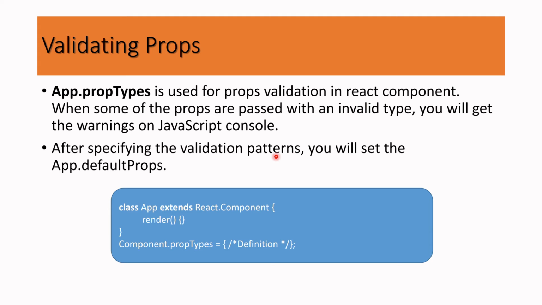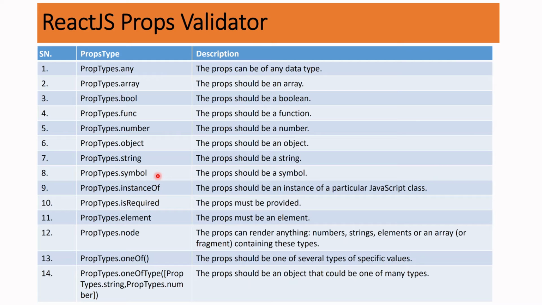When some of the props are passed with invalid types, you will get a warning on the JavaScript console. When you open the console, you will see the invalid type message. After specifying the validation pattern, you will set App.defaultProps. So this is all about props validation.